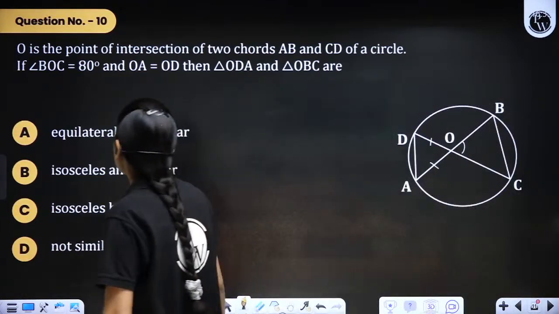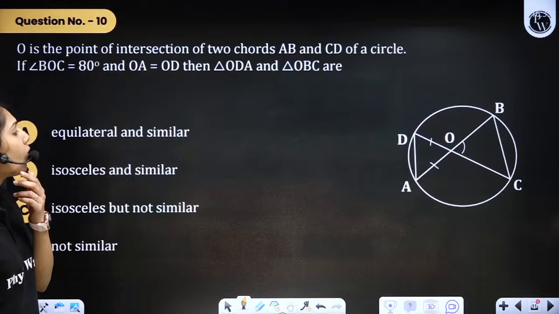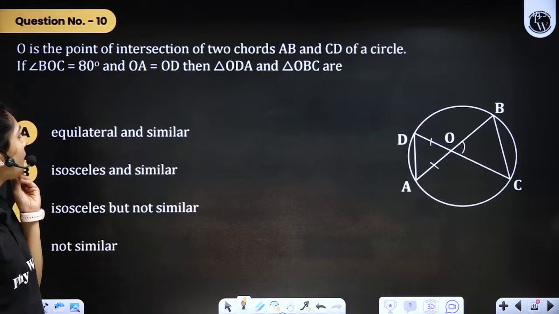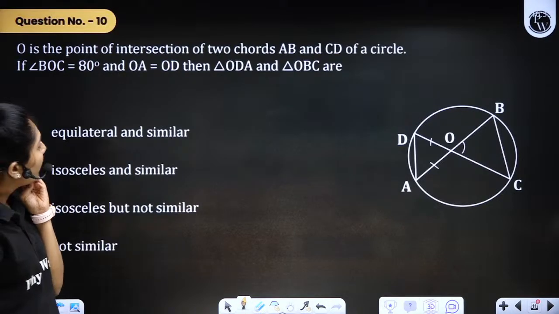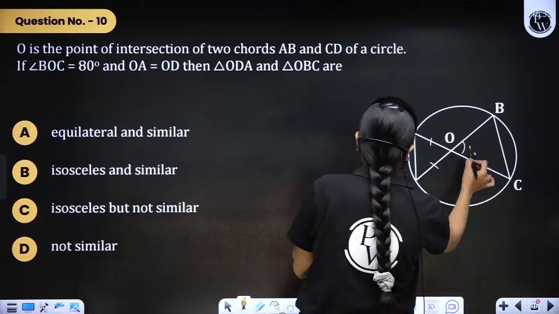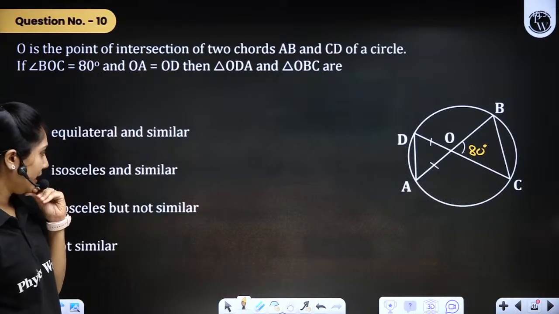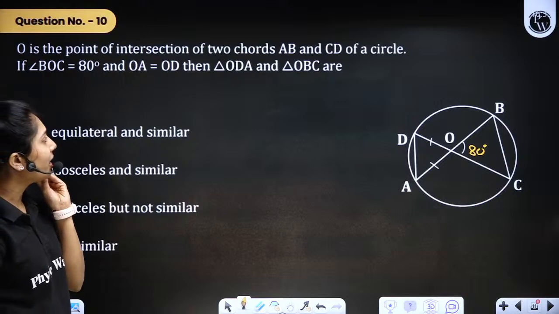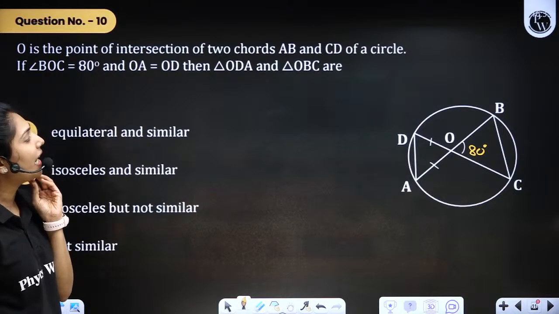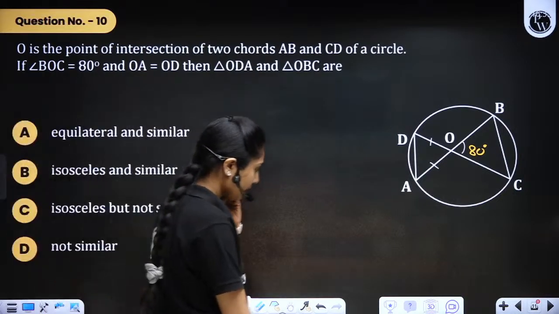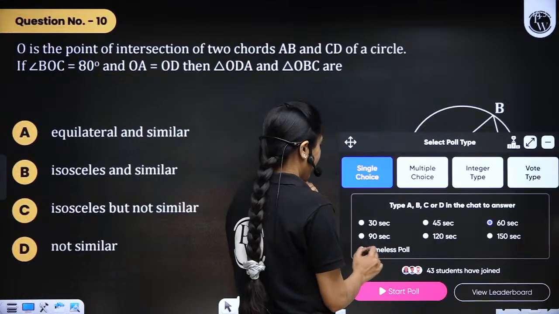Next is, O is the point of intersection of two chords AB and CD of a circle. Angle BOC is 80 degrees. OA is equal to OD. Then triangles ODA and OBC are, which kind of triangle are they?